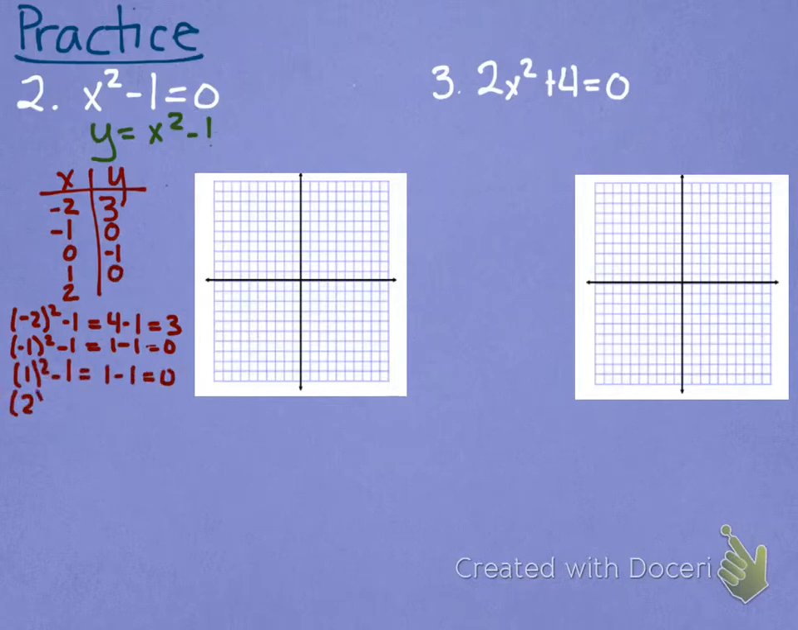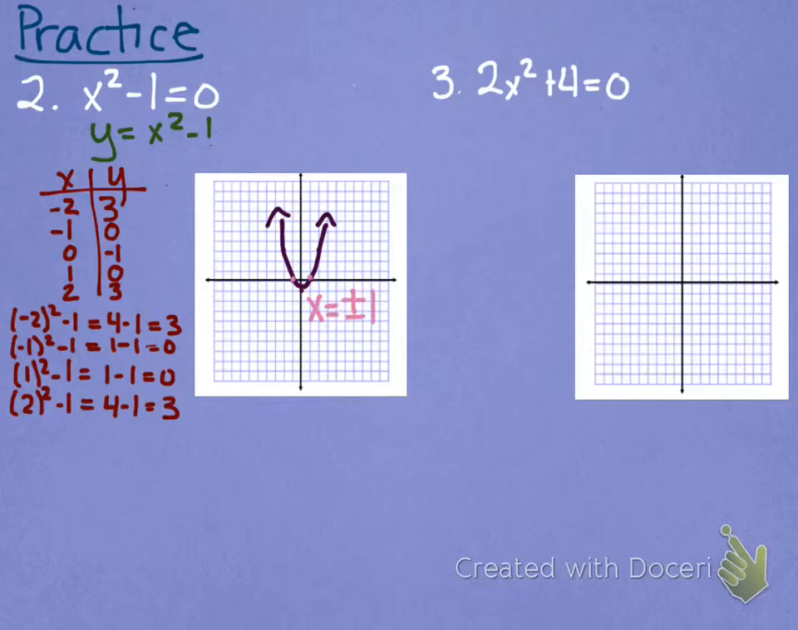And then same deal with 2. I'm going to plug in 2. 2 squared minus 1 equals 4 minus 1, or equals 3. Then I go to graph it. And if you look on this graph, I've got it at -1 and 1 where my zeros are. So my answer here is going to be x equals plus minus 1.